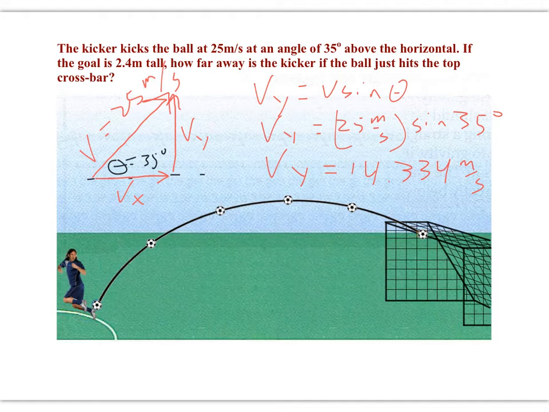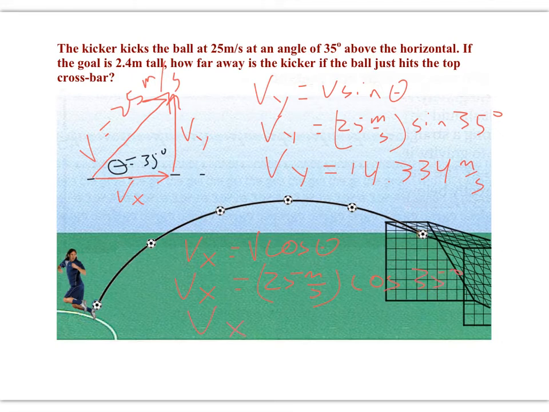The V, the 25 meters per second, is the hypotenuse of my triangle. The Vx, given where theta is in that corner, would be the adjacent part of the triangle. So the trig function that's going to relate Vx and V will be the cosine function. So Vx is equal to V times cosine of theta. Vx is equal to 25 meters per second times cosine of 35 degrees.